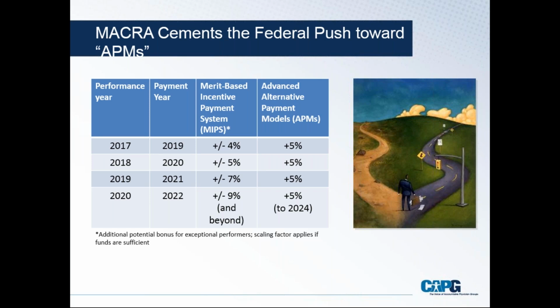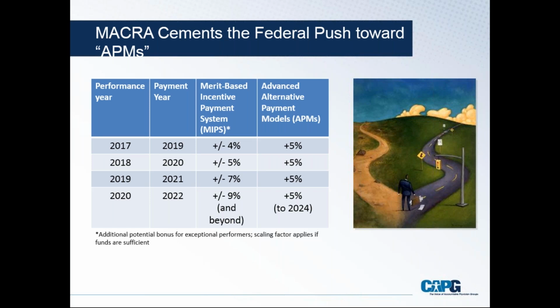You'll see by the 2022 payment year, a pretty substantial bonus or penalty of 9%. So really, in our view, a strong incentive to get out of fee-for-service, because you would potentially have as much as 9% of your payments, quote unquote, at risk if you did not fare well on those MIPS measures.